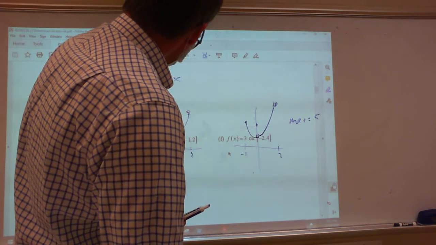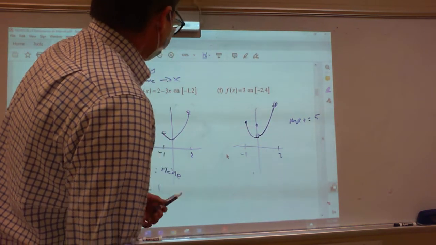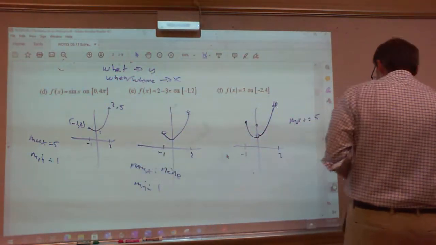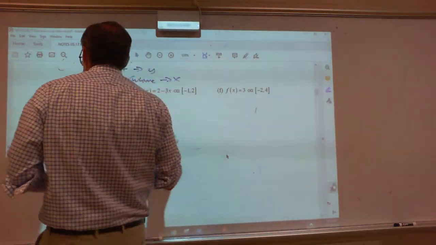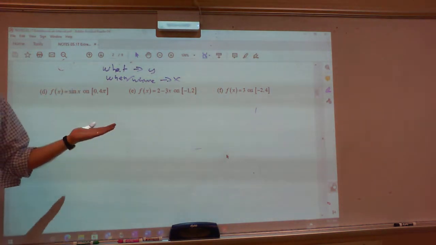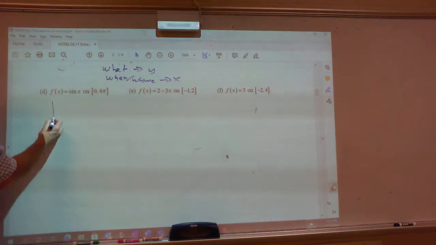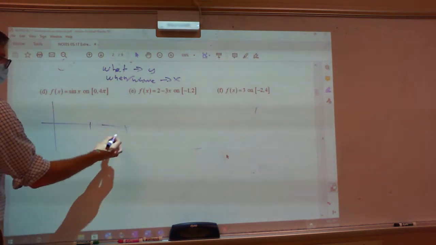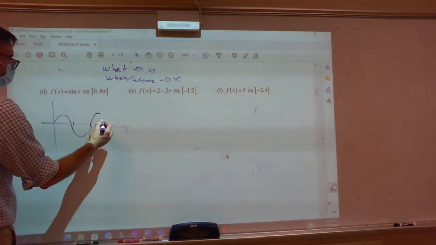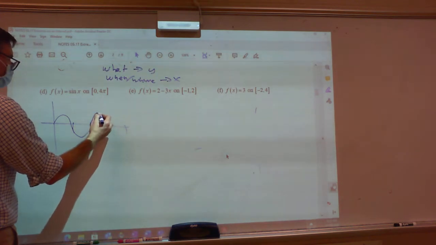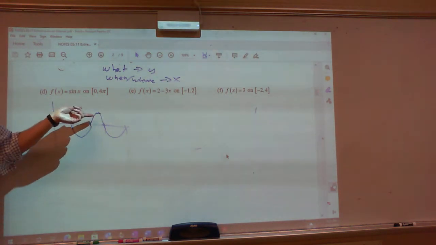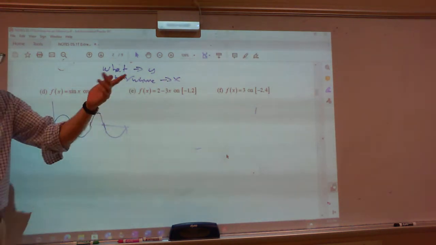Let's look at the rest of these. This one's boring. This one's kind of interesting because it's just one of these weird cases. Like for this one, what's the max and the min of the sine graph from 0 to 4 pi? If you think about the graph of sine, what's your maximum value of sine? 1. What's the minimum value? -1, right? So that's pretty easy.